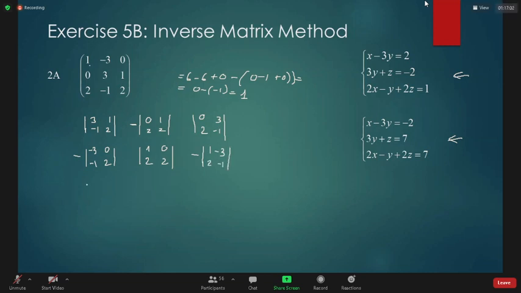And the last row, for the bottom left element, the minor is minus 3, 0, 0, 1. For the next, minus 1, 0 vertically and 0, 1. And for the last one with the plus position, 1 minus 3, 0, 3. So at this point, what matters is to be able to write down those cofactors.